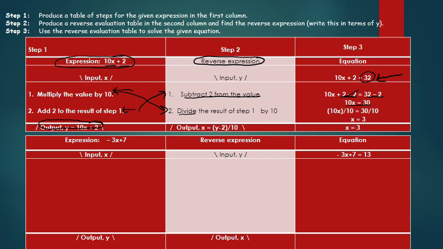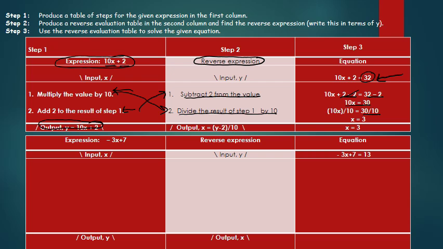Now it says divide the result of step 1 by 10. So here we divide by 10. Well, 10 divided by 10 is 1, so we're just left with 1x. You can write it just as x equals 30 divided by 10 equals 3. So that's an example of what we're going to be doing, and again, we are actually solving these.